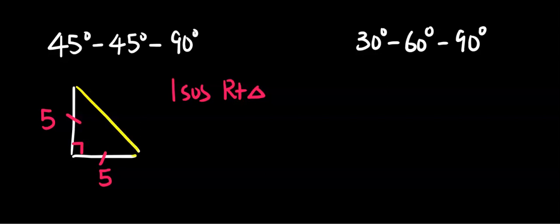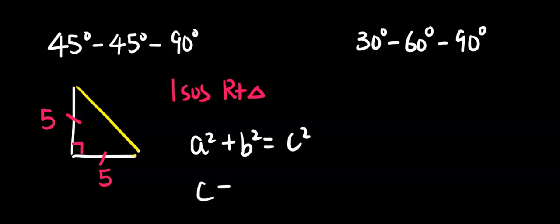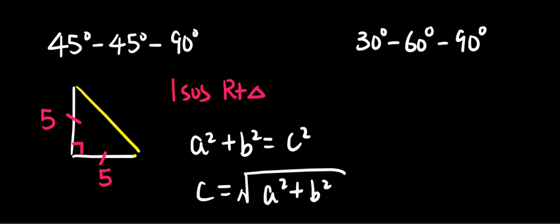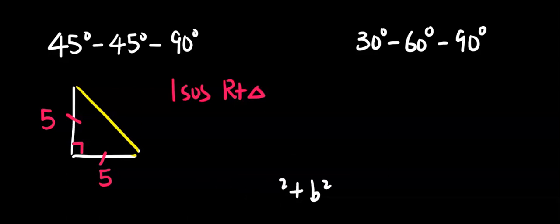Of course, based on your previous knowledge, you definitely can use a squared plus b squared equals c squared. And the length of c is the square root of a squared plus b squared. But today, we're going to introduce a super simple and easy to use rule.